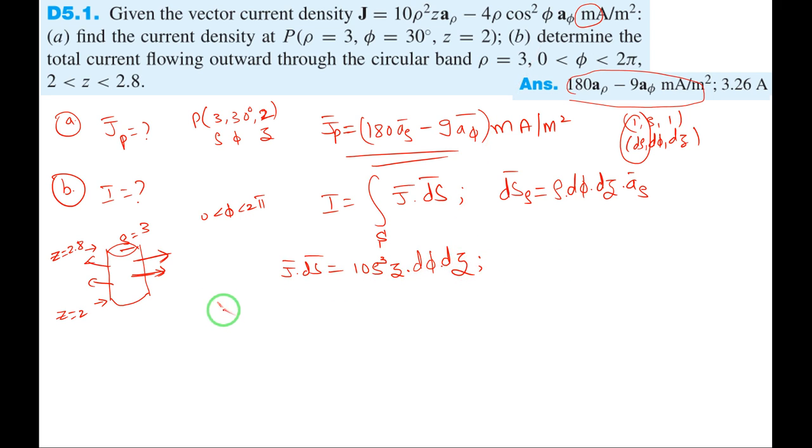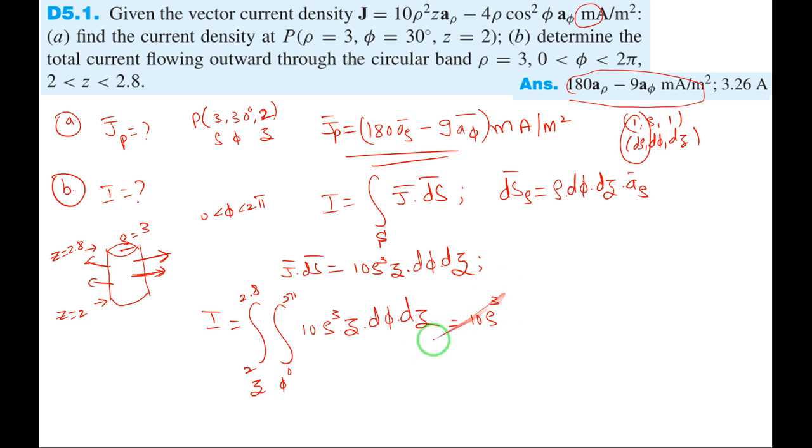Leave it. Then I is equal to the surface integral, a double integral, of 10 rho cubed z d phi dz. Phi is varying from 0 to 2 pi, and z is varying from 2 to 2.8. So we'll try to integrate. 10 is taken out, and rho is also taken out because it is constant, rho cubed. Then we'll integrate with respect to phi first, then with respect to z. 10 rho cubed is taken out.